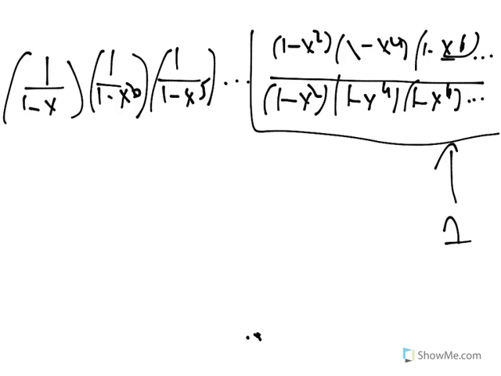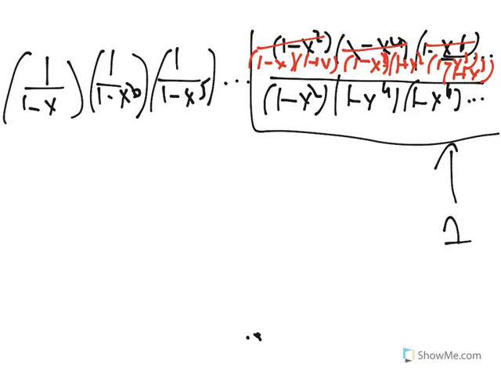Any x with an even exponent itself is a perfect square. So the 1 minus x squared can be replaced with 1 minus x, 1 plus x. And the 1 minus x to the 4th can be factored into 1 minus x squared times 1 plus x squared. And the 1 minus x to the 6th can be factored into 1 minus x to the 3rd, 1 plus x to the 3rd. These bottoms I'm not going to factor.